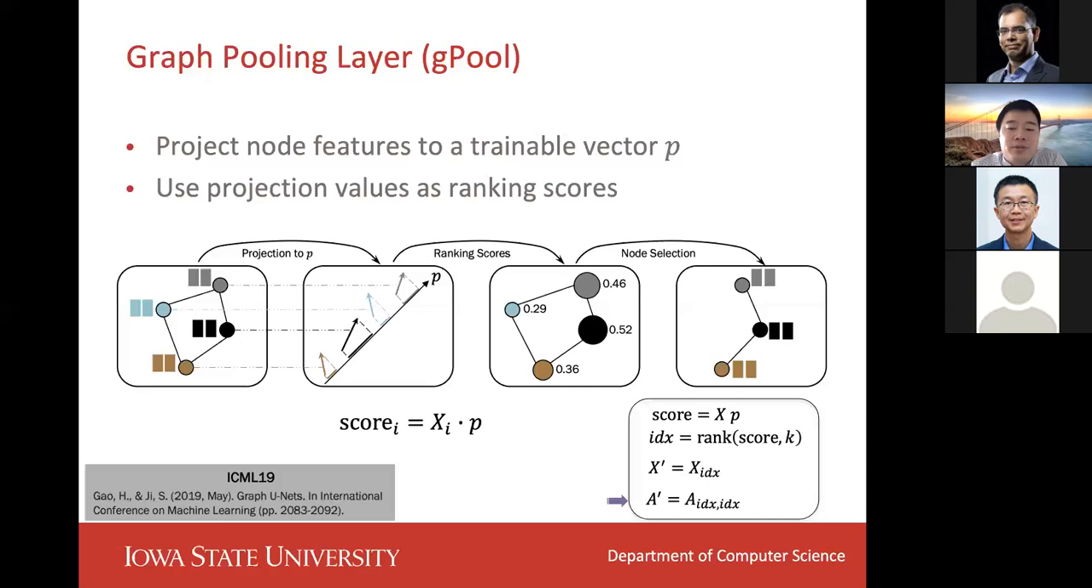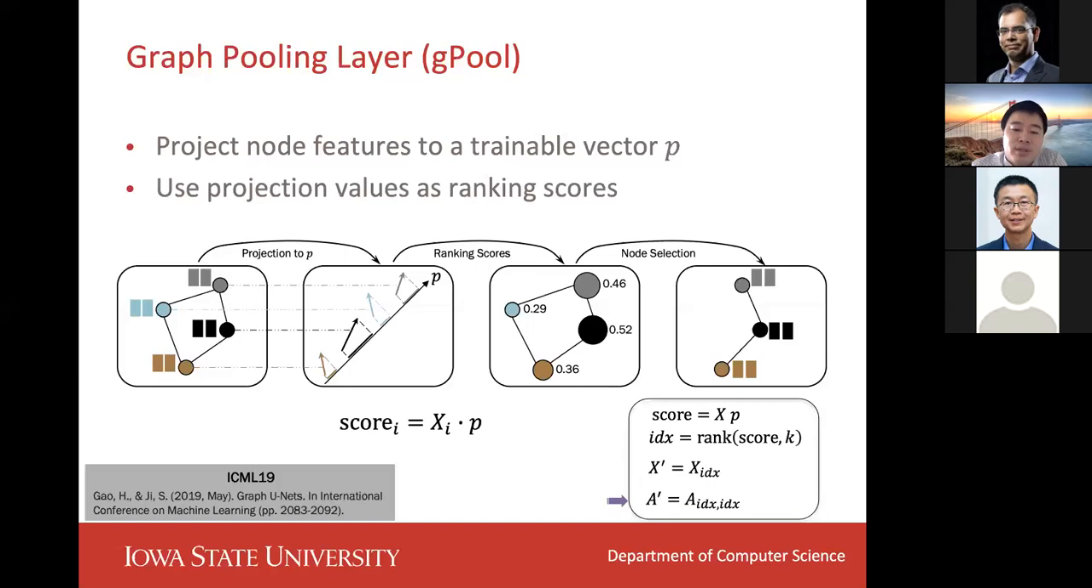Next, I will use a small example to explain this algorithm. So given a graph, we use a trainable vector P. Then we project each node's features on this vector P and get their projection values. Here we use dot product to retain the differences in both angle and magnitude. And then these projection values are used as the ranking scores for these nodes.